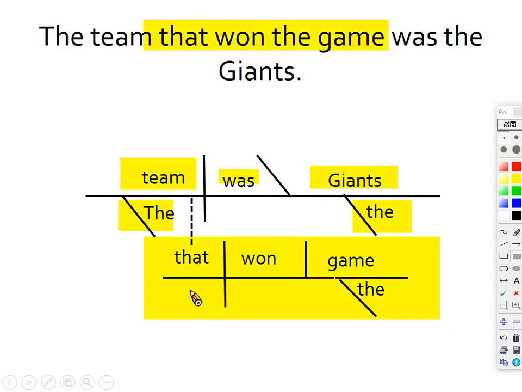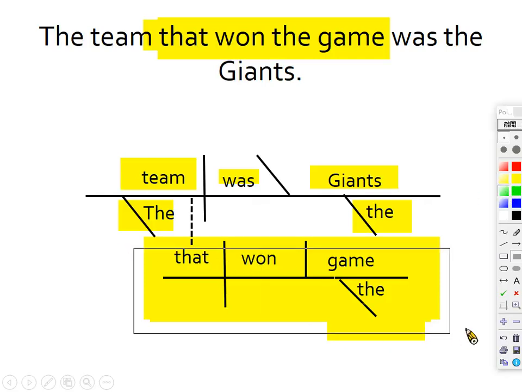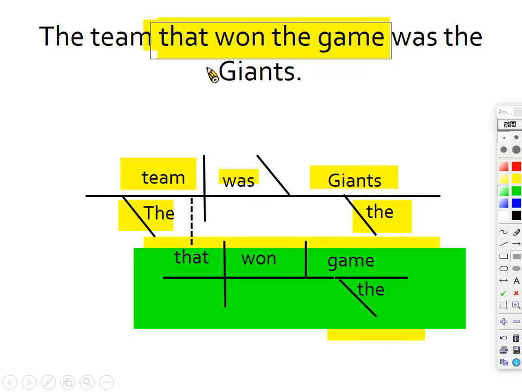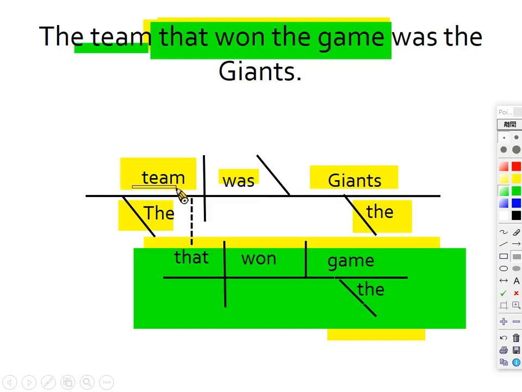We have an adjective clause here. And the adjective clause, we have a that over here, right? And that won game. Which game? The game. So over here, this section is used to modify team. Is that right? So now you should be able to have a clear idea about the structure.